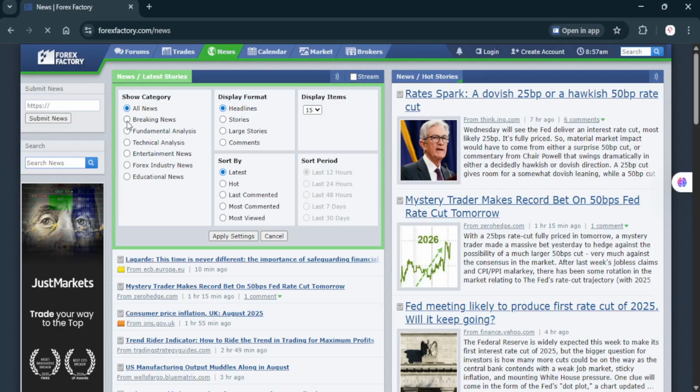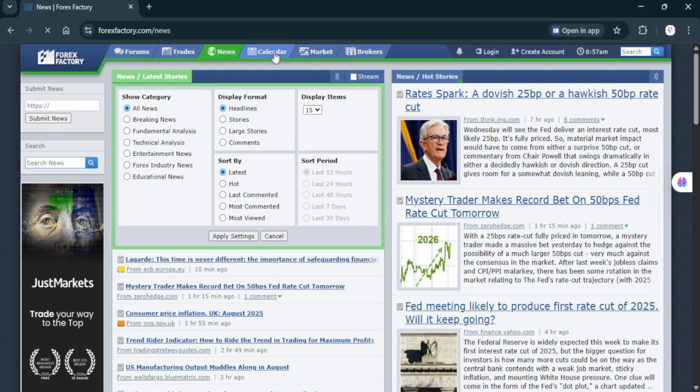If you want breaking news, you want to focus more on breaking news or just fundamental analysis, you can just focus on this. It means that Forex Factory will only bring fundamental analysis. Fundamental analysis has to do with news that has the potency to affect the forex market fundamentally. Okay, so that is just that. You understand? So when you click on all news, it means that all the news are going to appear, whether it is breaking news, fundamentals, technicals, entertainment, forex industry news, educational news.